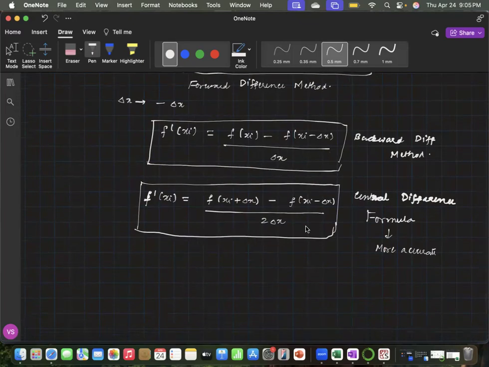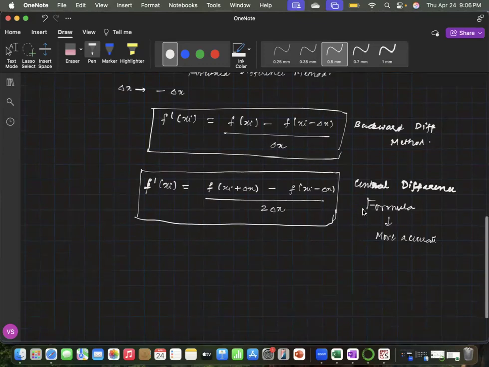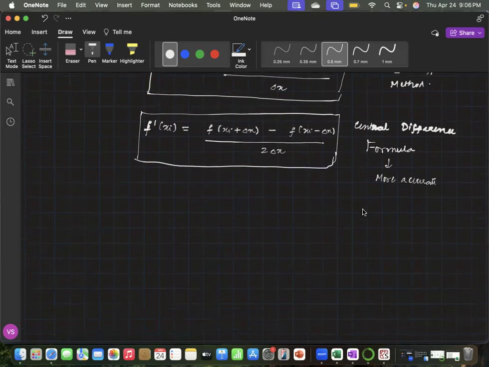I would highly recommend you to understand how these formulas are derived and maybe try to derive a formula for the second derivative as well and see whether it is more accurate or less accurate compared to the backward difference, forward difference method and so on. So you could try multiple things. But let's get back to our problem right now.